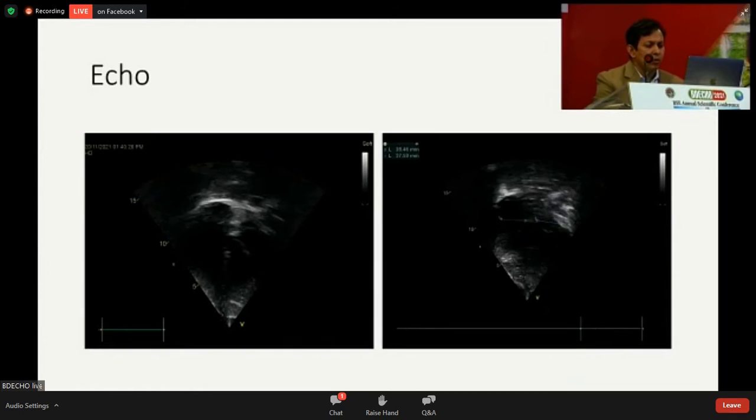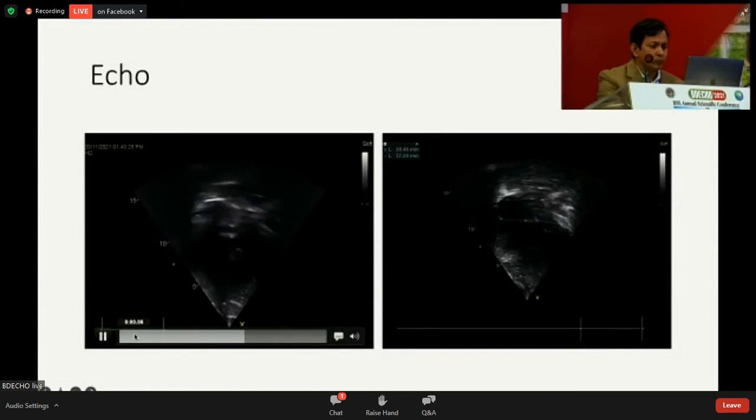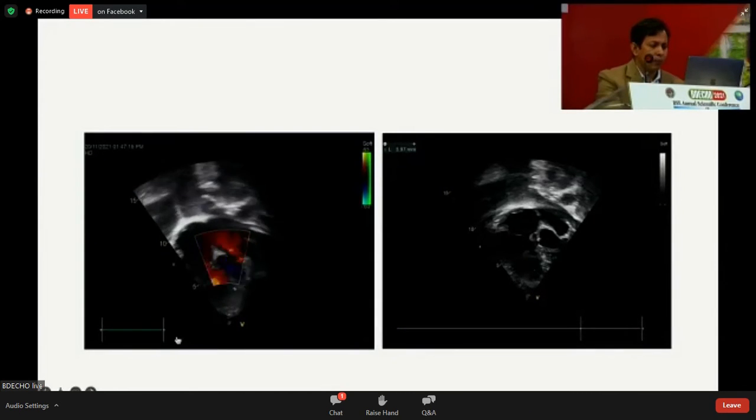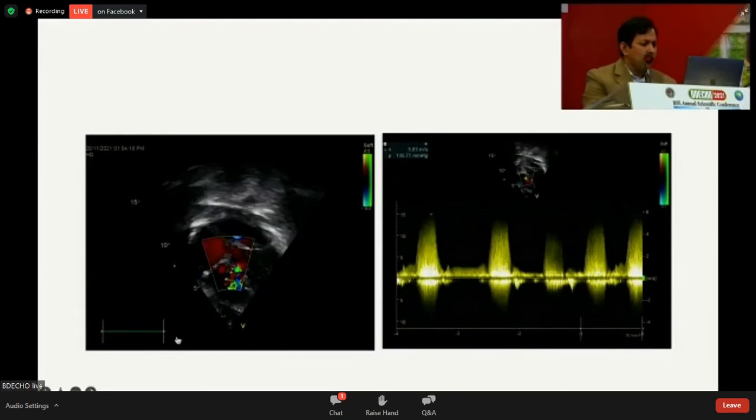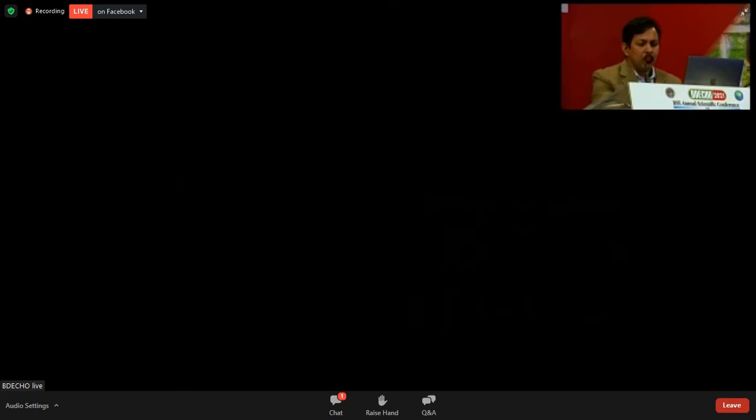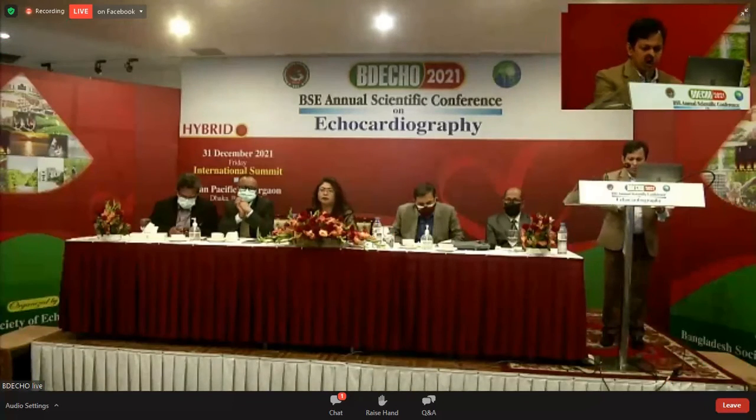On echo, there is a left to right shunt, measured about 3.97 millimeters. There is a left to right shunt with a high interventricular gradient, meaning there is normal pulmonary pressure.